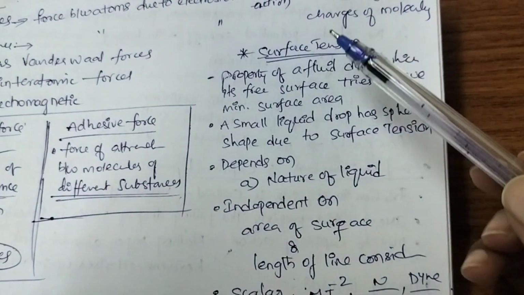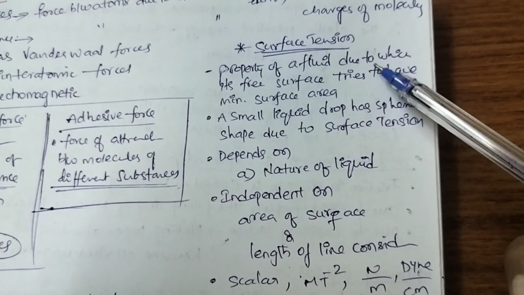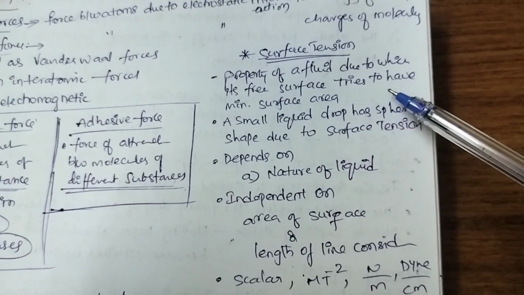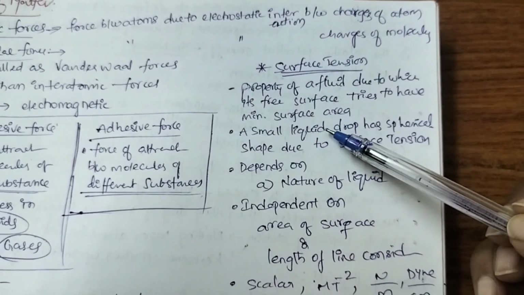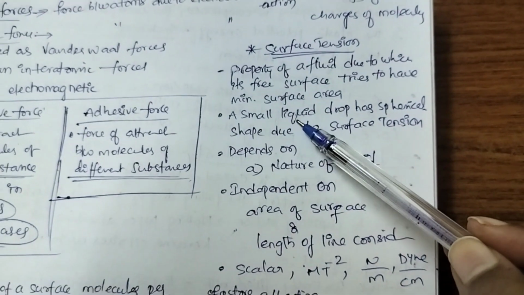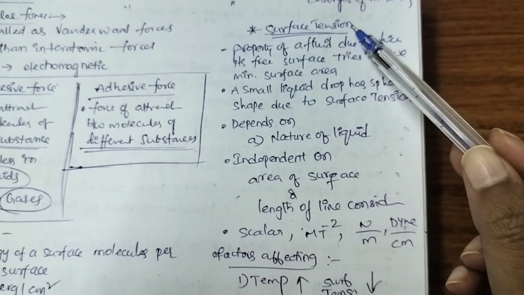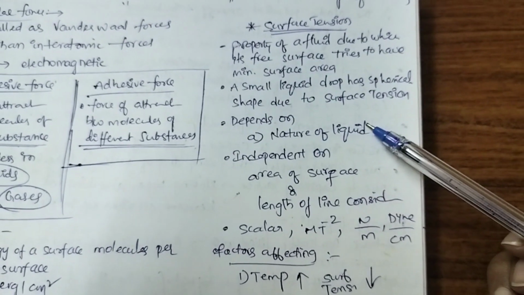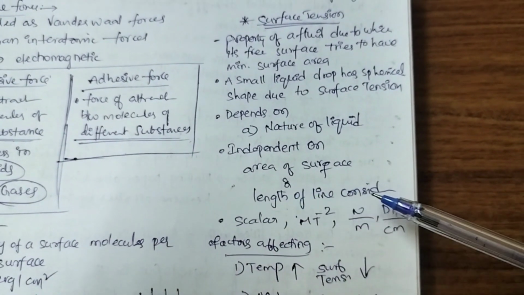The next term here is surface tension. Surface tension can be defined as a property of a fluid due to which its free surface tries to have minimum surface area. A small liquid drop has a spherical shape due to surface tension. Surface tension always depends on the nature of the liquid. Surface tension is independent of the area of the surface and the length of the line considered.